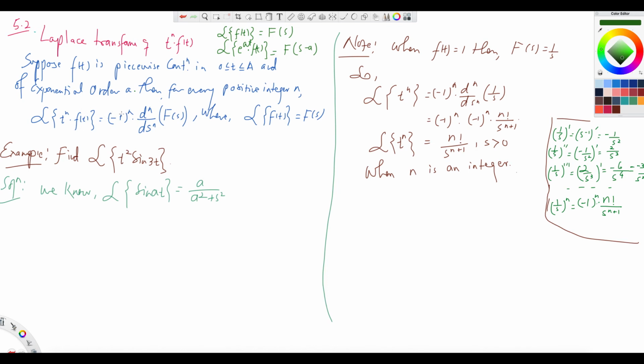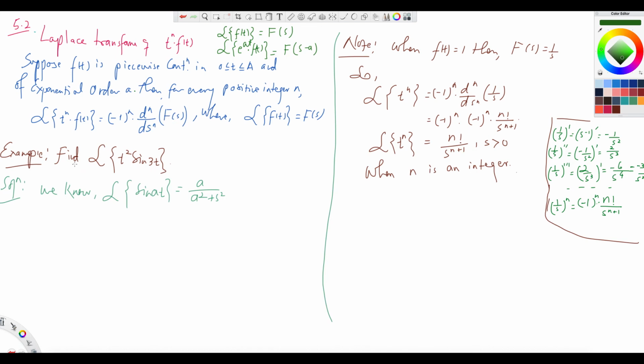then the formula for this will be (-1) to the n, okay, (-1) to the n, times the nth derivative of the Laplace transform of the function f of t. So it will be the nth derivative, right? This is d^n over ds^n, the nth derivative of the Laplace transform of f of t, where the Laplace transform of lowercase f of t is uppercase F of s. So it is the nth derivative of F of s. Okay, all right.